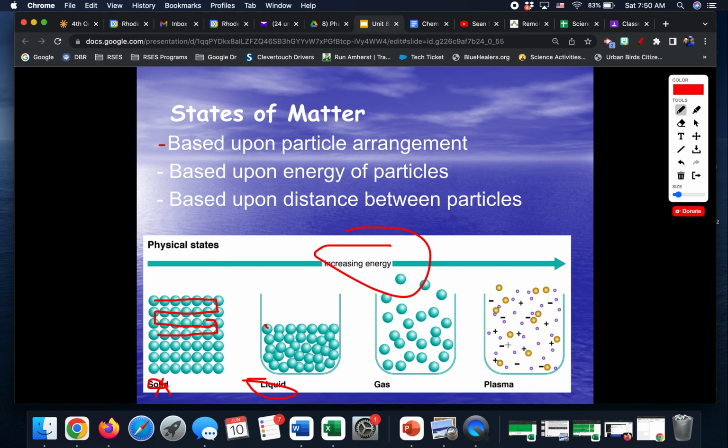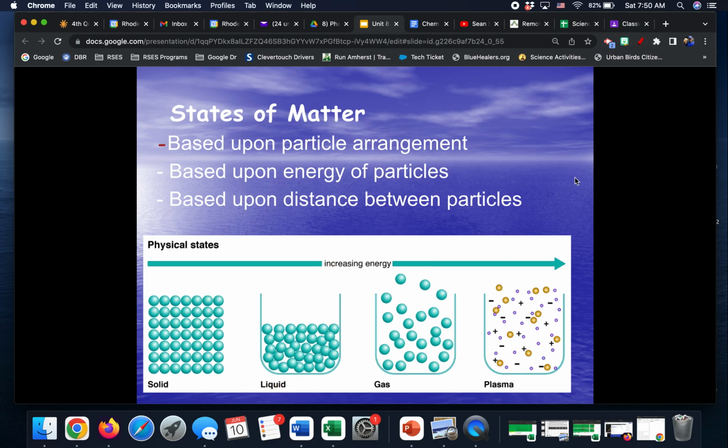Notice in gas, they're more spread apart, so they have more energy. And eventually, you notice these negatives, these electrons are free to roam. There's so much energy, electrons are freed up, and that's plasma, which we'll explain a little more. It's probably the one you're least familiar with.